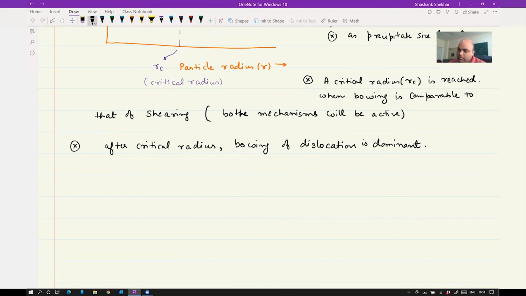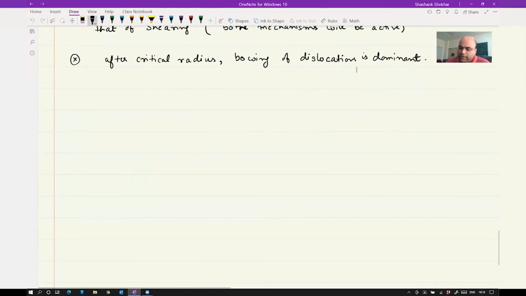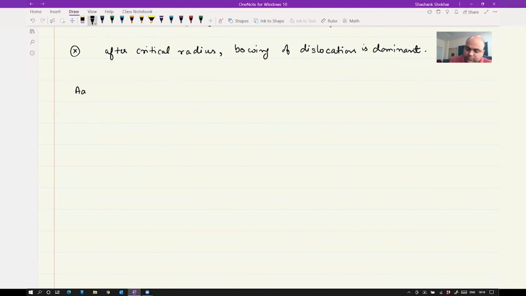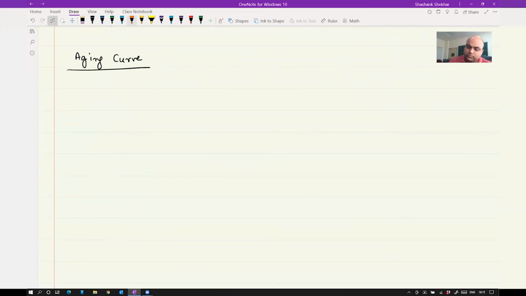Okay, so now let's come to something called the aging curve, which typically all experiments will try to find out when we talk about the aging behavior of aluminum alloy or precipitation strengthening in aluminum alloy. Okay, so let's understand what the aging curve is. What we do here is plot hardness versus aging time. Now we know that with respect to aging time, the size of the precipitate is going to change, and that will also lead to a change in the shear stress required. So here we are going to plot the hardness of the sample with respect to time.